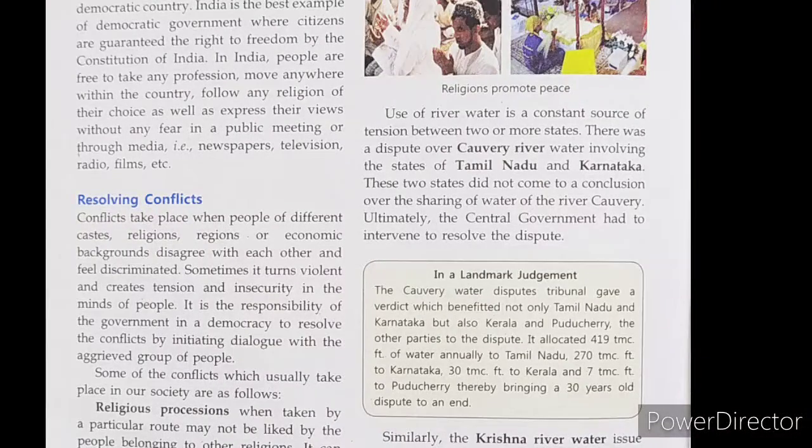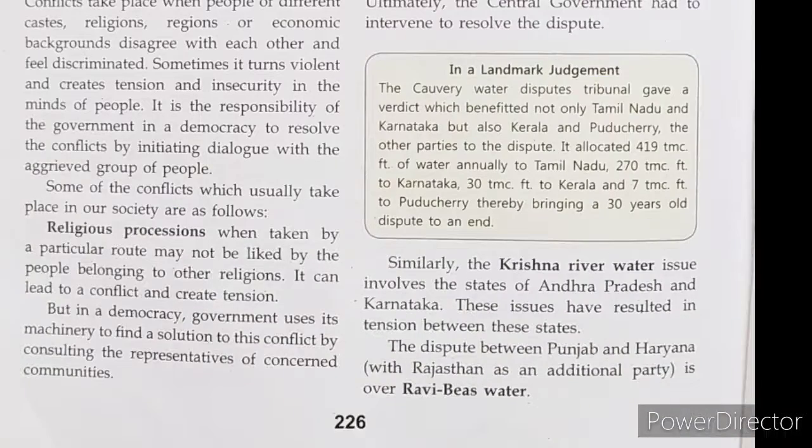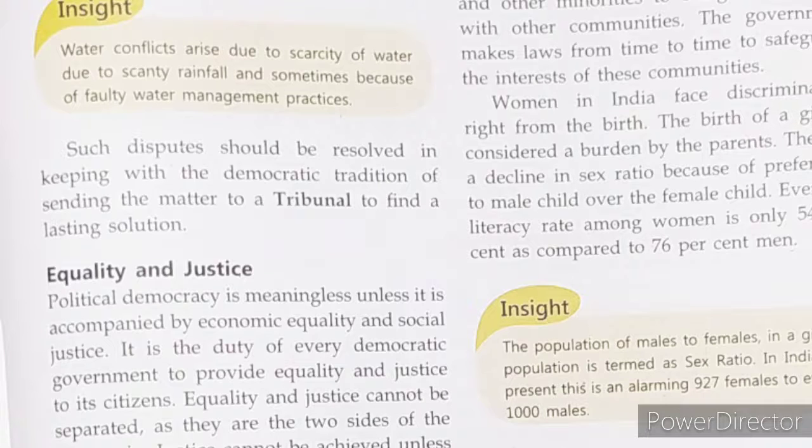Similarly, the Krishna river water issue also involves the states of Andhra Pradesh and Karnataka. These issues have resulted in tension between these states. Another water issue is between Punjab and Haryana over Ravi Beas water. This type of dispute should be resolved in keeping with the democratic tradition, or we can say the infrastructure of sending these matters to a tribunal to find a lasting solution.